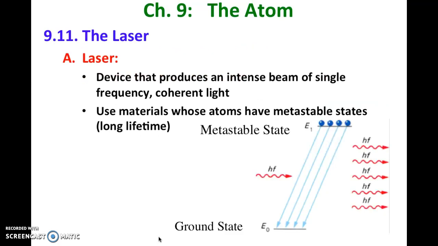Laser is a device that produces an intense beam of a single frequency and coherent light. A material can be used to make a laser if its atoms have a metastable state, that is, a state with a longer lifetime. Triggering the laser material whose atoms have been excited to their metastable state produces a laser light beam when those electrons suddenly jump to the ground state from the metastable state.